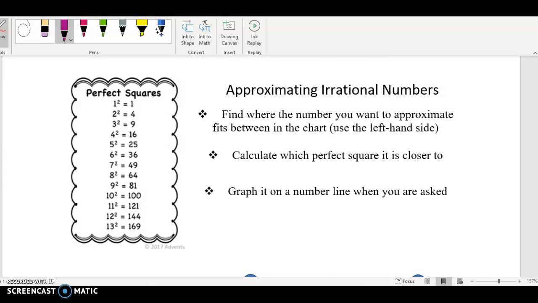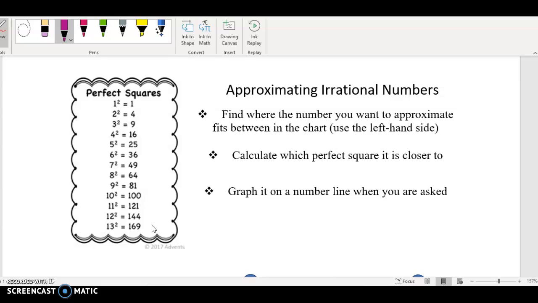So it says right over here that 1 squared, which is just 1 times 1, equals 1. 2 squared, 2 times 2 equals 4. 3 squared is 9, 4 squared is 16, and all the way down through 13, which is 169. Now, do you need to know all of these? No, but we should very easily be able to know up through 12.